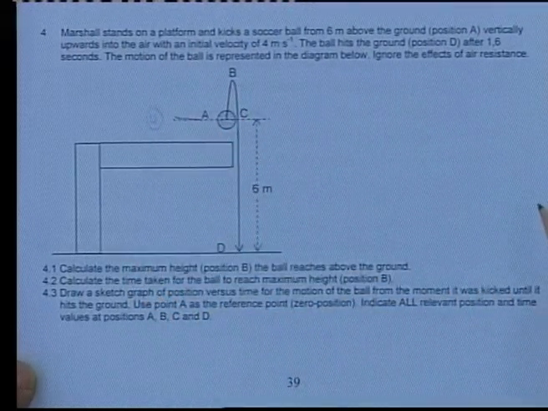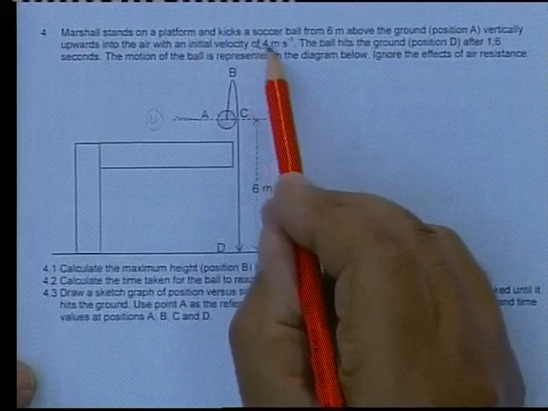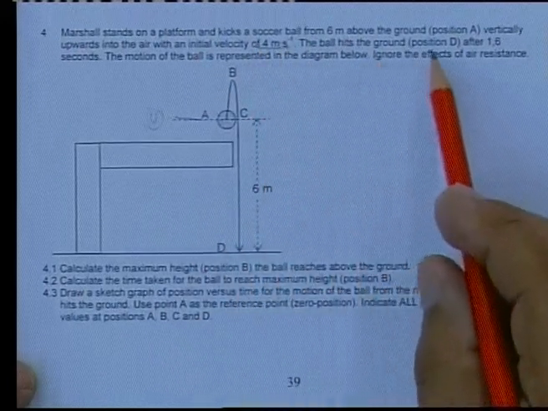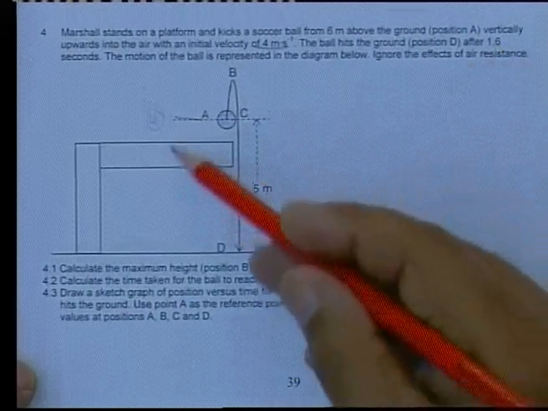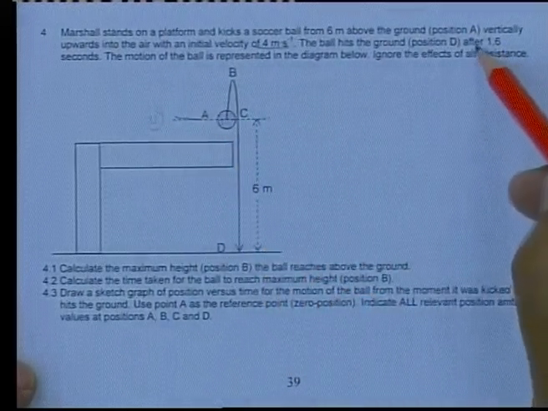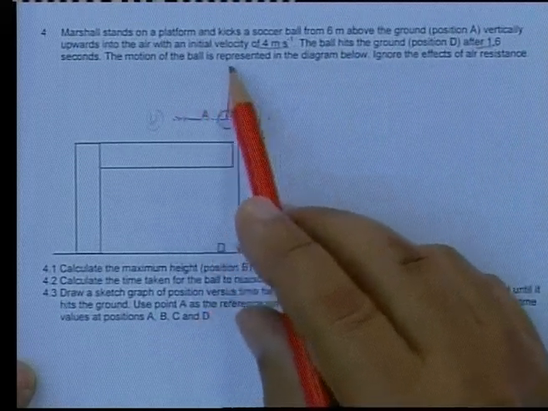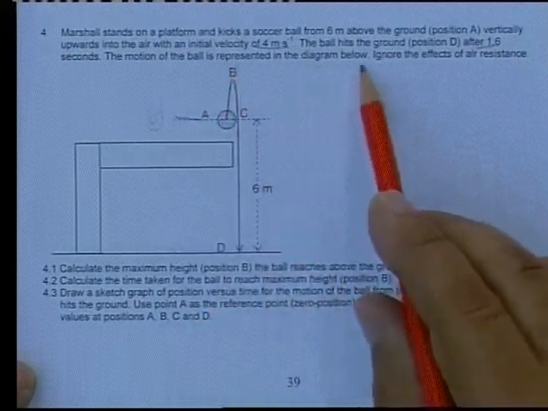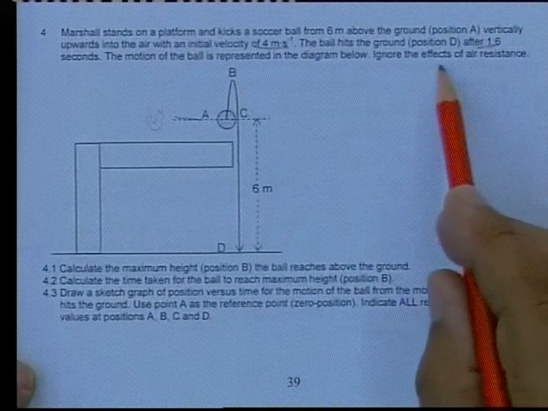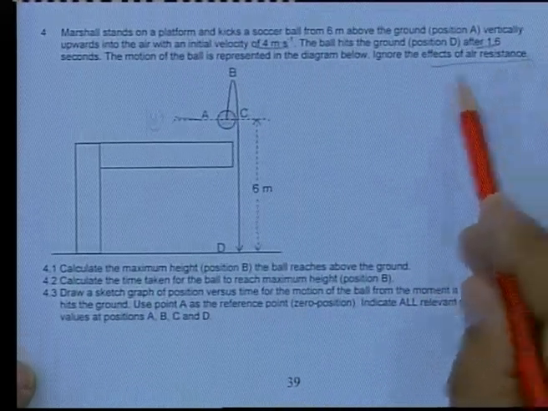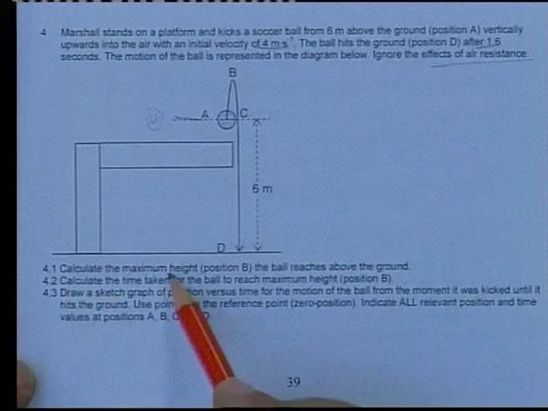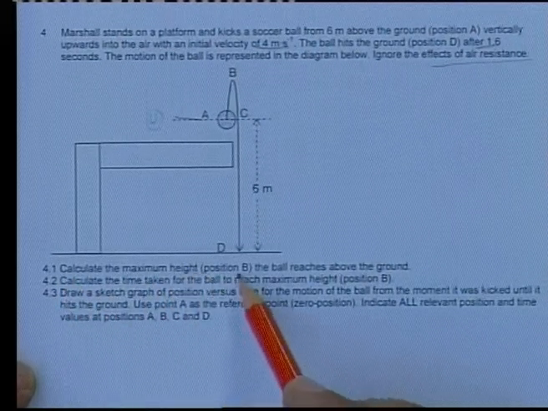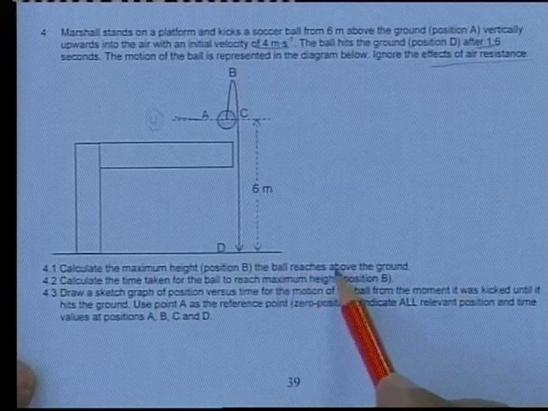So I take note of that as I go on, I underline it, and the ball hits the ground, that is position D, after 1,6 seconds. So, I underline that as well. The motion of the ball is represented in the diagram below. Ignore the effects of air resistance. And then 4.1, calculate the maximum height, position B, the ball reaches above the ground.